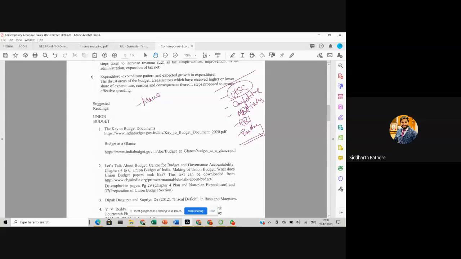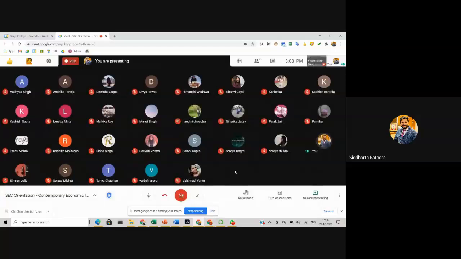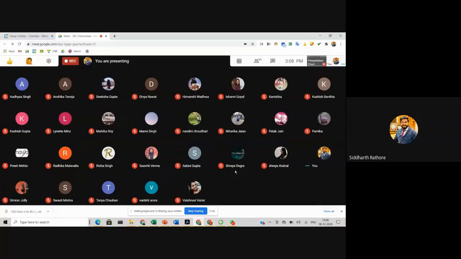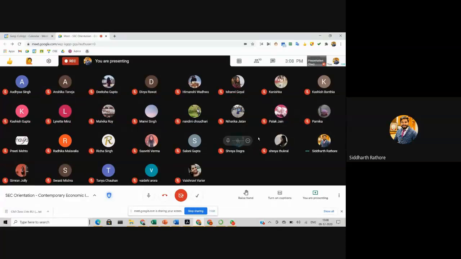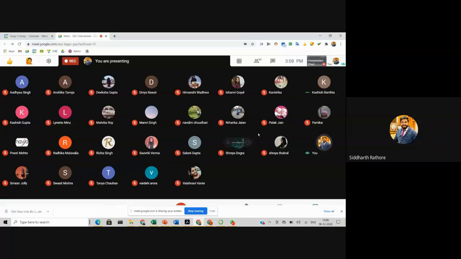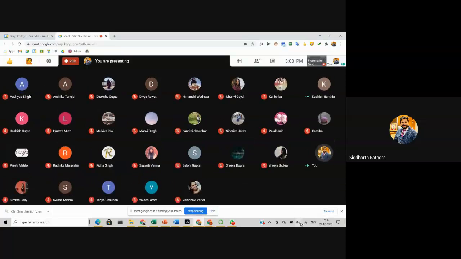Every year you might have seen that a budget comes. Do you guys follow the budget every year as an economics student? Guys, does anyone read the budget? Has anyone ever read it? It's okay. It's okay. It seemed to be intimidating for me as well for a very long time. Anyone else? Guys, has anyone ever tried reading the budget documents? I can't hear you, Kashish. Your voice is not audible.